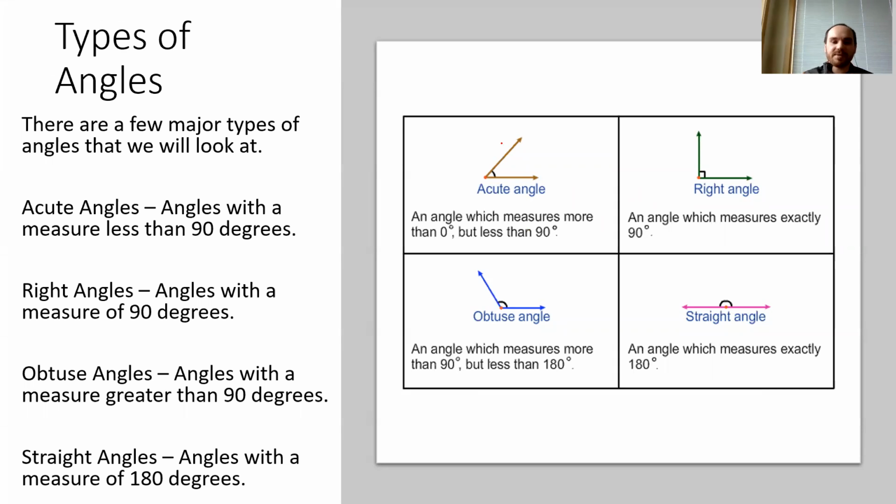So make sure you have at least some kind of depiction of each one, some kind of little picture for each one, and then a basic definition. You could just put even like acute less than 90 degrees. That would be fine if this is all you put for acute angles. But you got to have something about a drawing of it. You got to have something about the measure being less than 90.